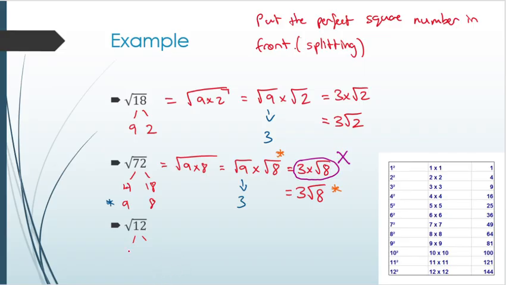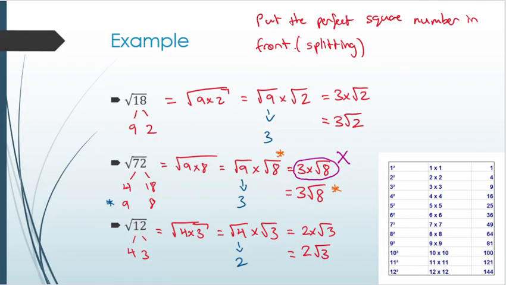So let's rewrite this. We're going to use 4 and 3, so 4 times 3 inside the square root. The next step is to separate it, and then we know that the square root of 4 equals 2. So we get 2 times root 3, and if you clean it up, it becomes 2 root 3. Now that is just simplifying surds.